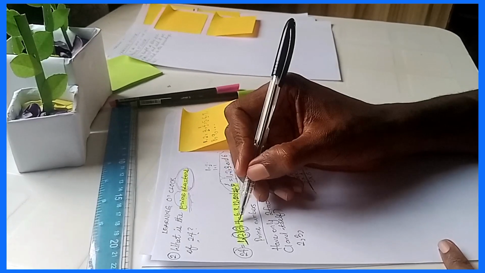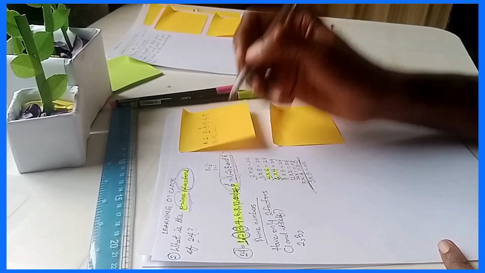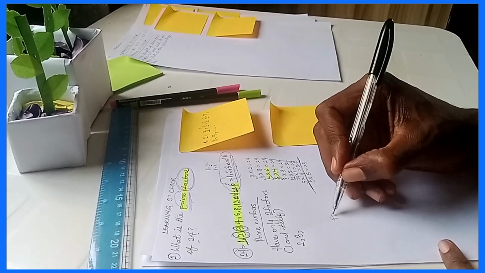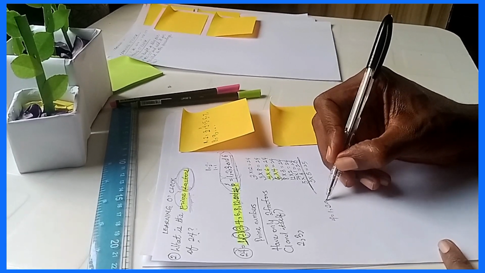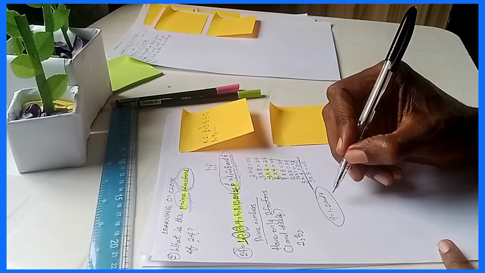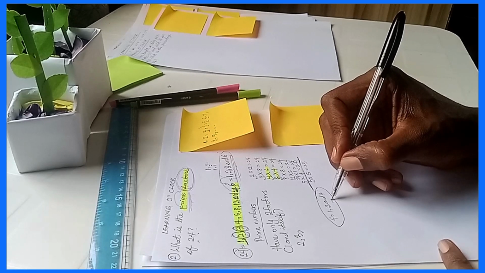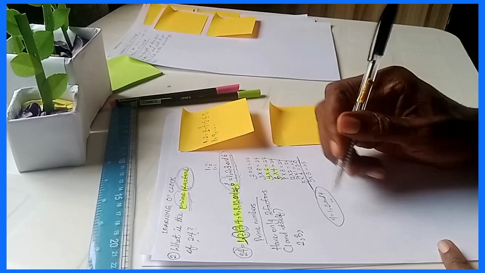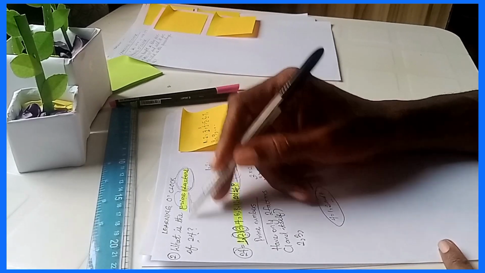How about 4? 4 has 1, 2, and 4. Oh my, it has more than 2 factors. Mind you, prime numbers have only 2 factors. It has more than 2. We're not going to pick it as one of the prime factors of 24.